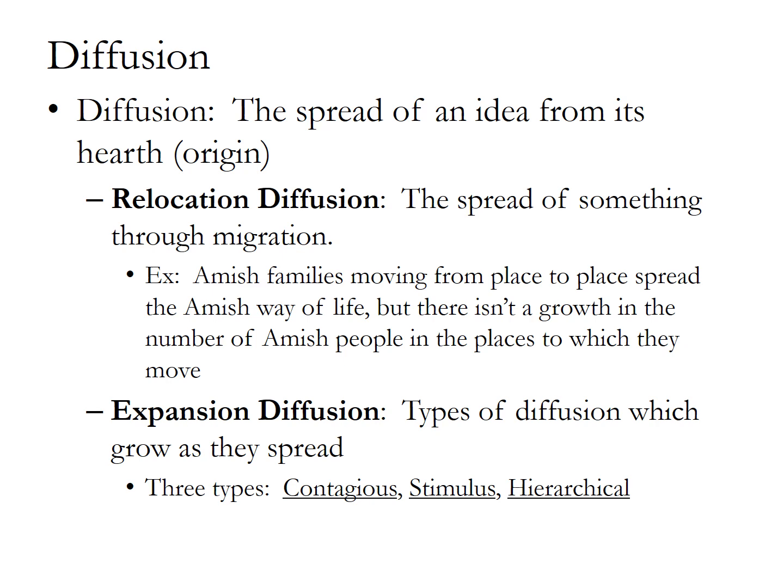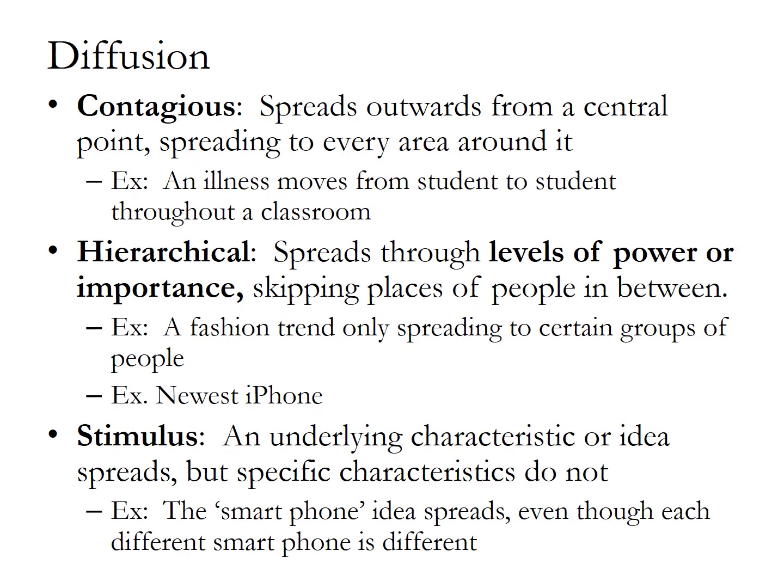So look, there are two main categories of diffusion, right? Relocation and expansion. We don't have to talk anymore about relocation. There aren't subcategories of relocation. It just is relocation. Expansion has three subcategories or three types, and that's what we're going to get into. So, contagious is the first one. It spreads outward from a central point, spreading to every area around it.